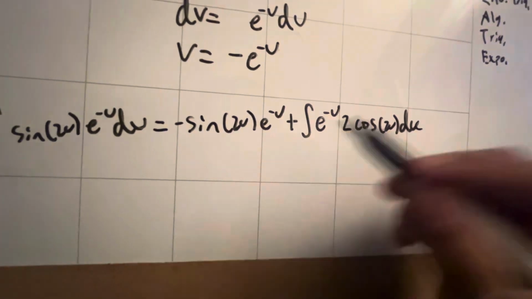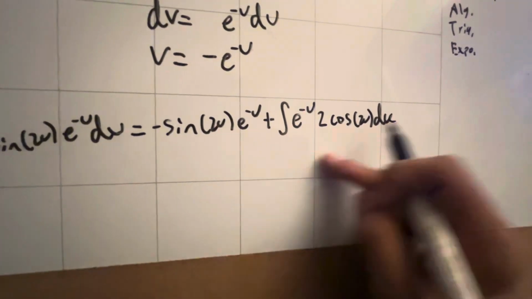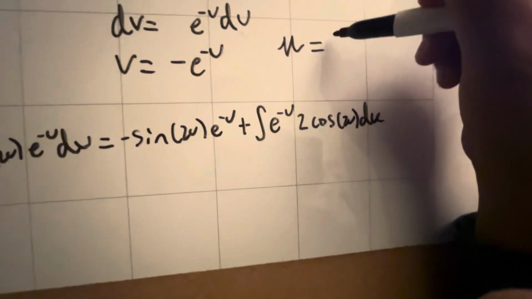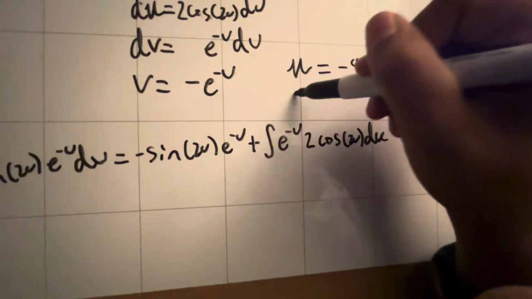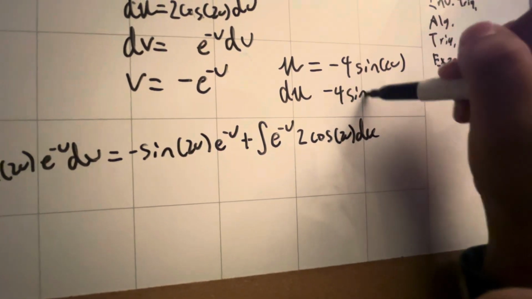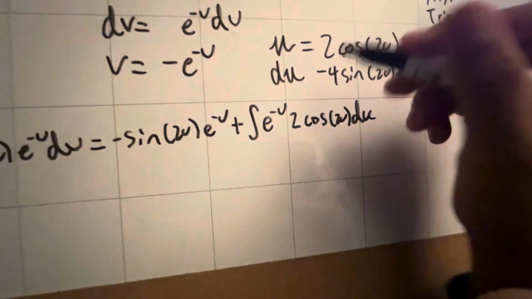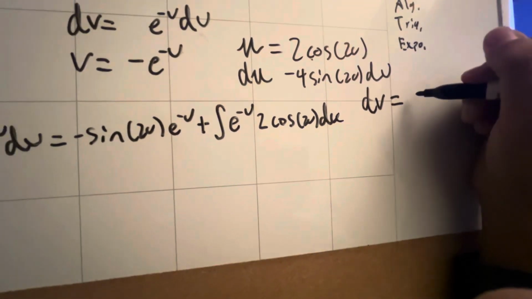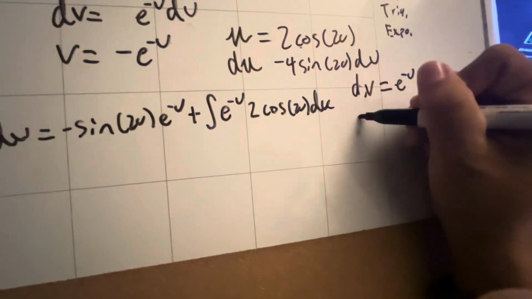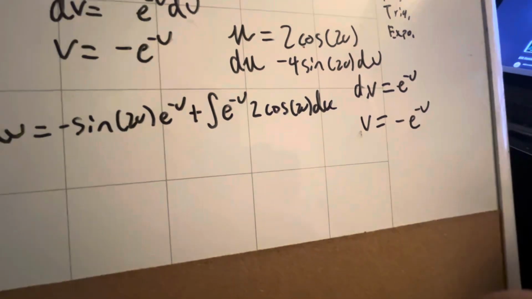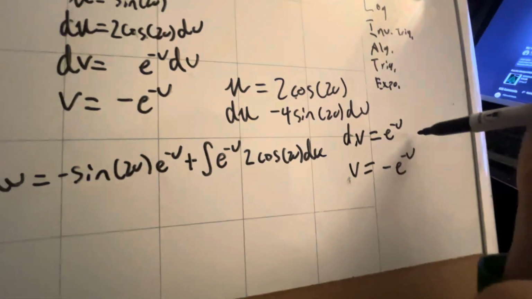So what we do after here is that we gotta do it again. We gotta do integration by parts. So u again is trig, so it's gonna be cosine 2u, and du equals negative 4 sine 2u du. Oh, no space to write. dv equals e to the negative u, of course, and v again equals negative e to the negative u.